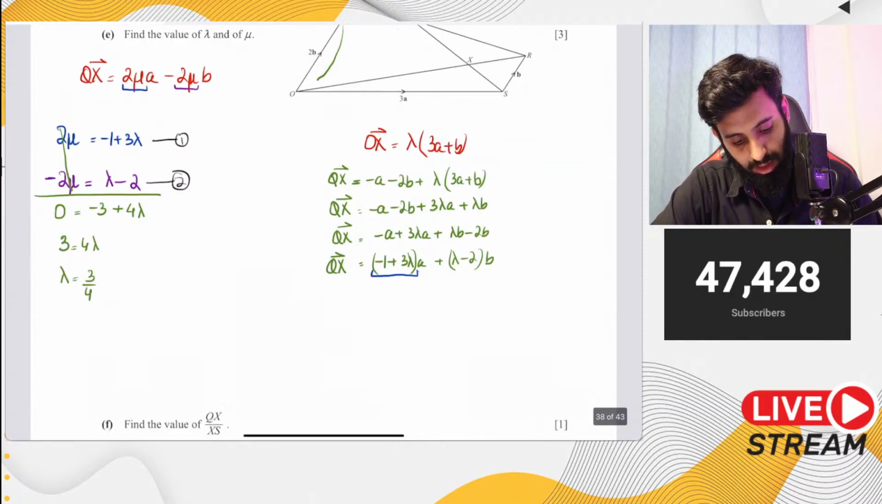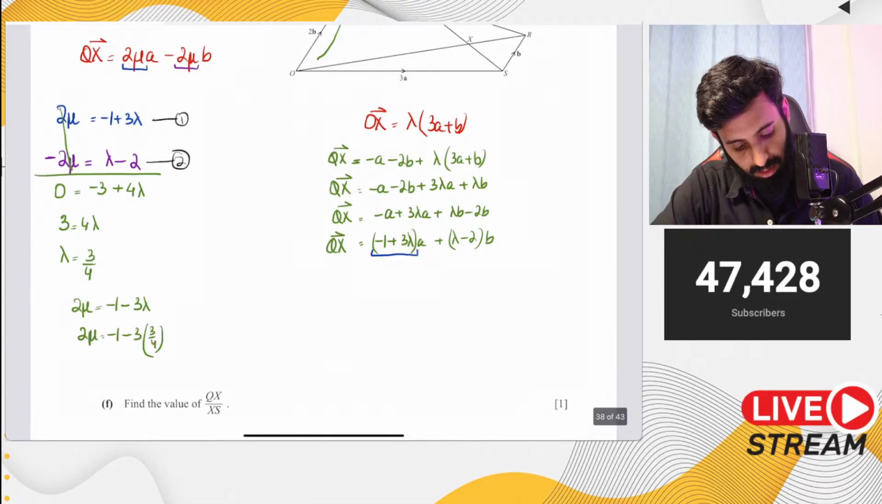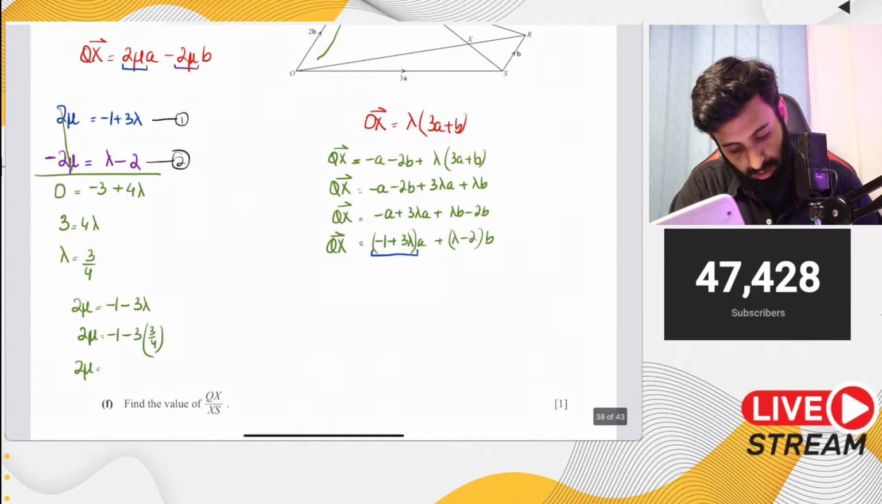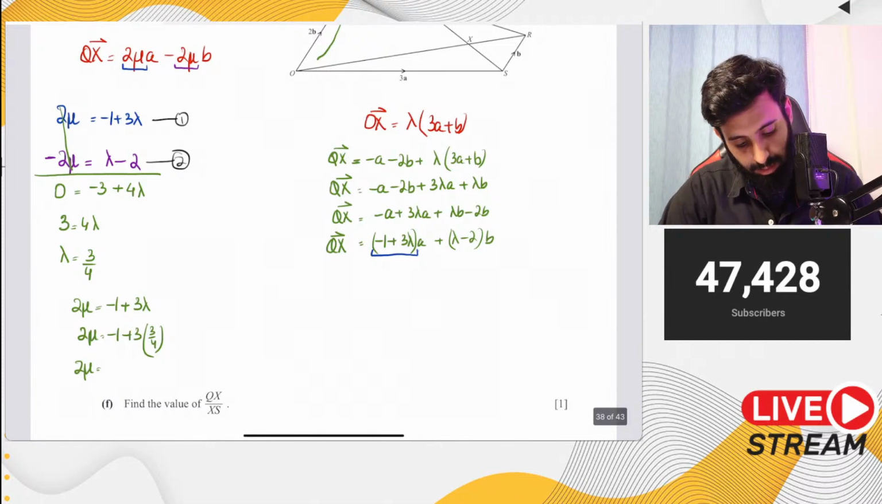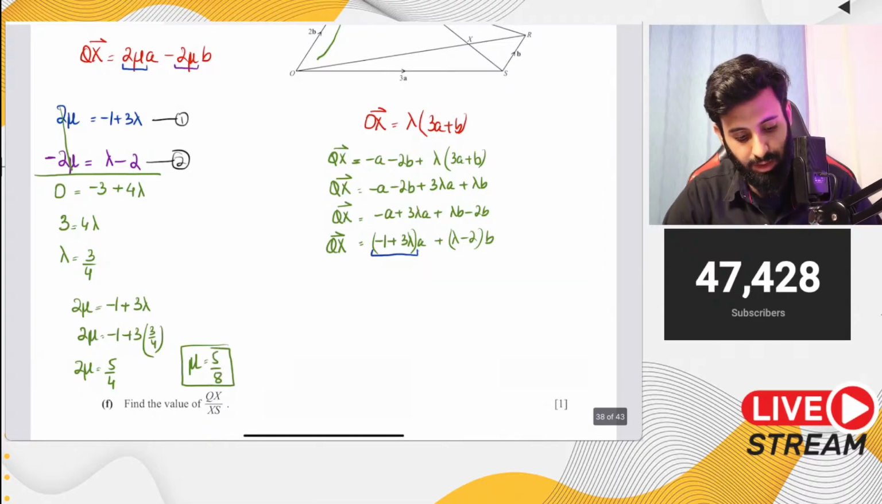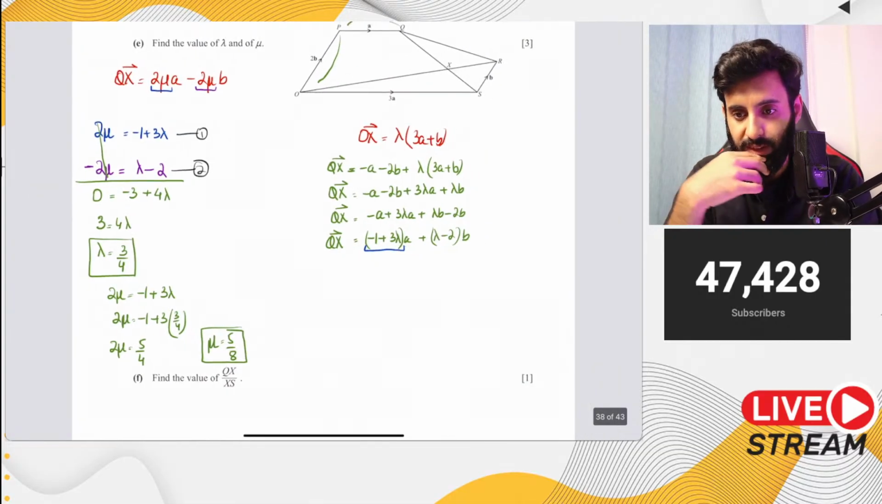Now you can use any one of the two equations to solve for the value of mu. I'm going to go with the first equation. So 2 mu is equal to minus 1 minus 3 into 3 upon 4. Let's see, what do we have? We have plus, sorry, not minus. 3 into 3 divided by 4 minus 1, so that's 5 upon 4. Now if you solve for the value of mu, that's going to be 5 upon 8. So there you go. We have the value of lambda and the value of mu. And that's your answer.